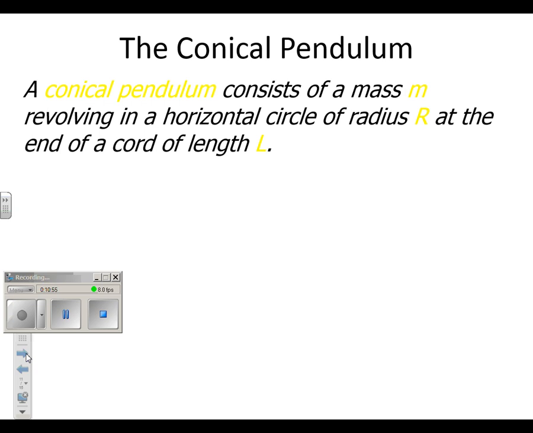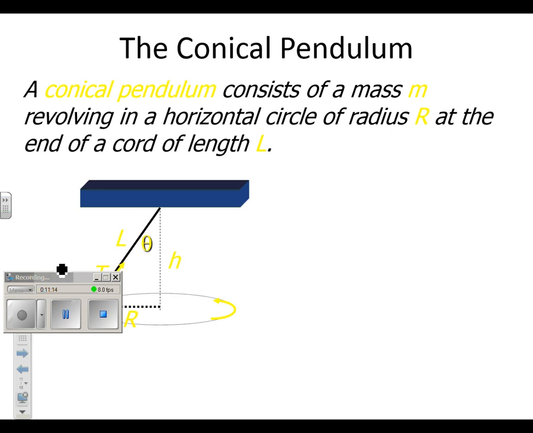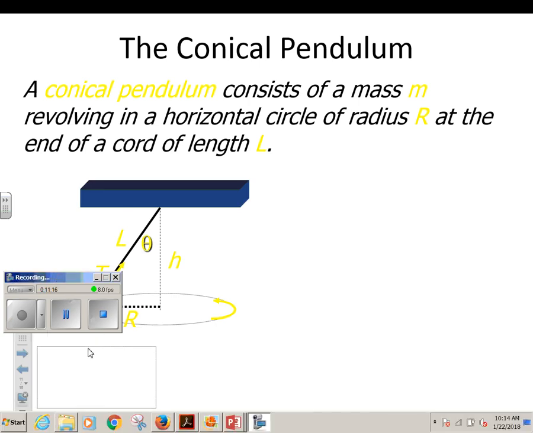So we can also talk about what if the circular path isn't exactly a flat horizontal circle? What if it is what we call a conical pendulum? It consists of a mass that's revolving in a horizontal circle of radius r at the end of a string, but it's at an angle of some sort, so it looks more like this.